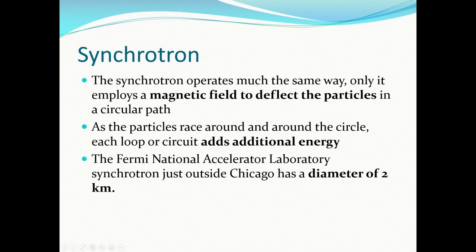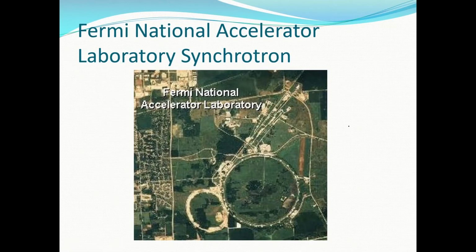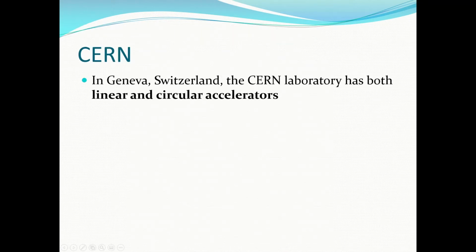A famous one is Fermi National Accelerator Laboratory in Chicago. It's got a 2 kilometer diameter. Here it is. You can see from the top view that this is like a little starter track to get it some speed, and then it goes around this bigger one.